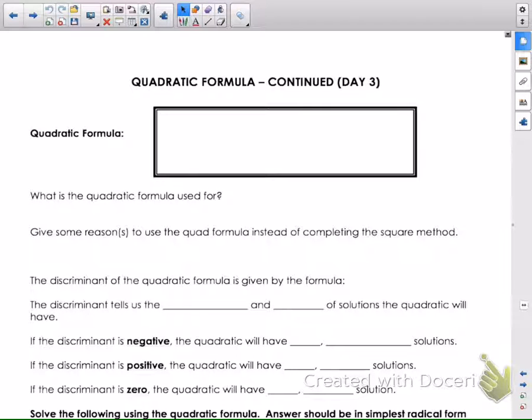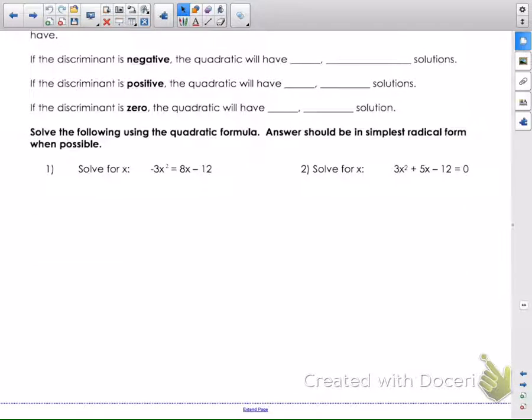Using the quadratic formula some more. Okay. So if I was to solve this using the quadratic formula, try to take number 1 as far as you can go on your own, moving everything to one side.